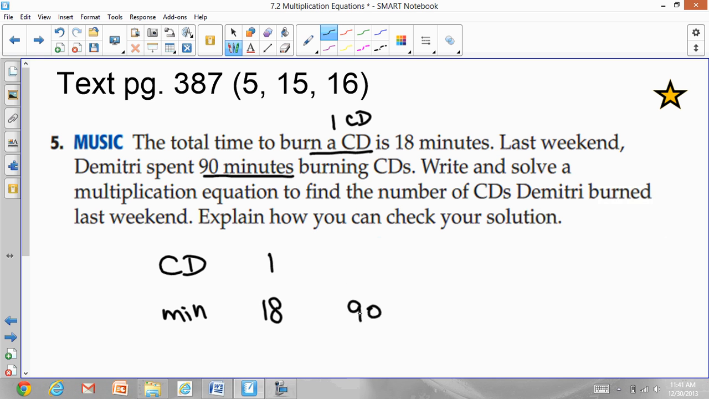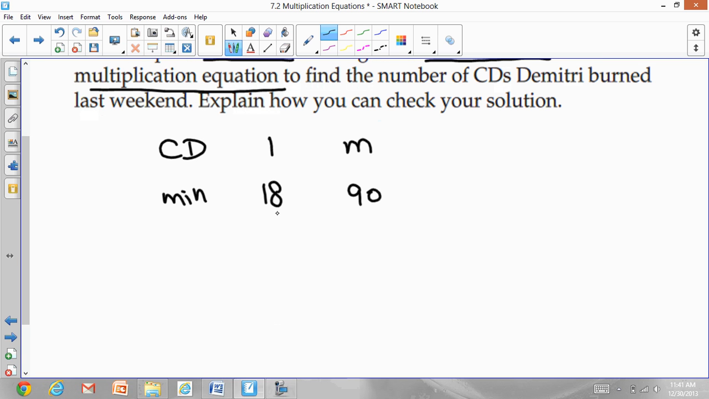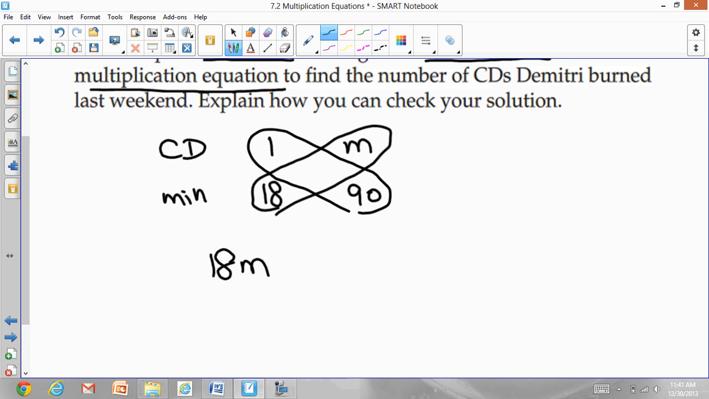So three numbers are given to you. The last one is your M. So they are asking you to write and solve a multiplication equation. So the first step you're going to do is set up the problem like this. And now we are going to cross over and multiply. So 18 multiplies M to give you 18M. And 90 multiplies 1 to give you 90. 90 times 1 is 90.